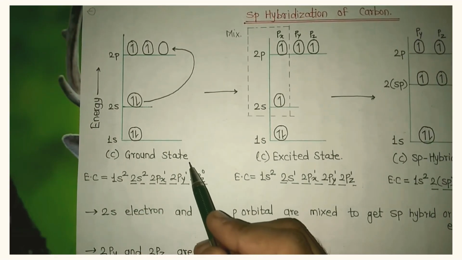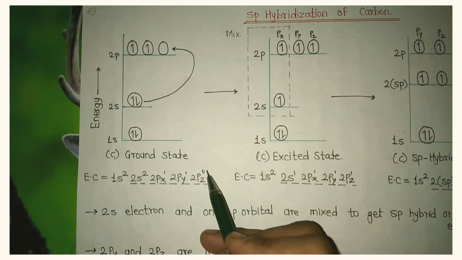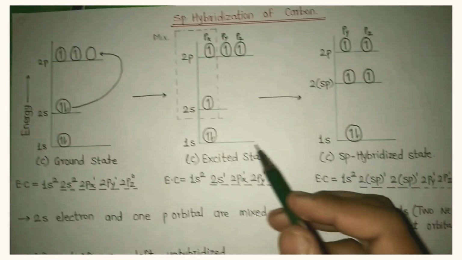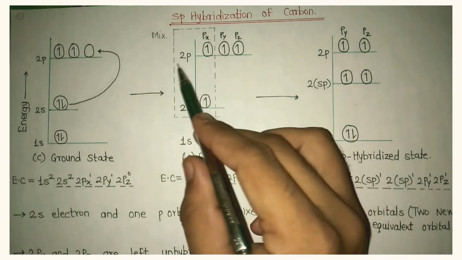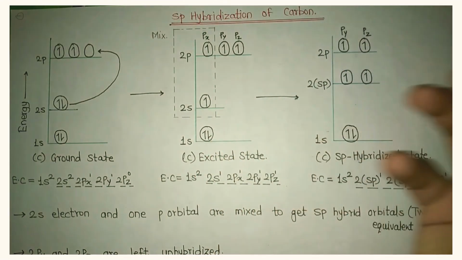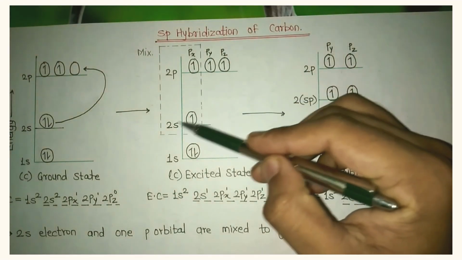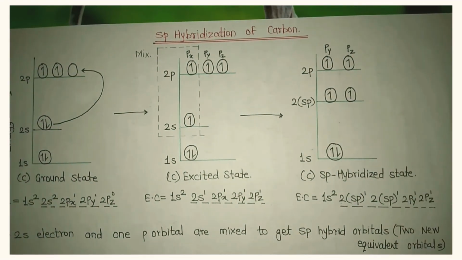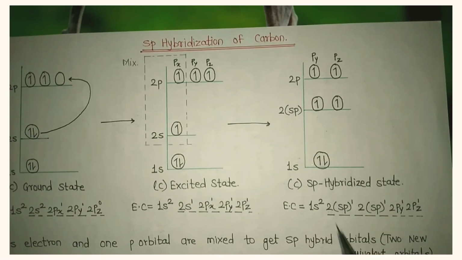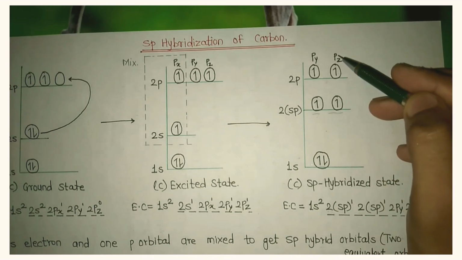The ground state electronic configuration of carbon is 1s2, 2s2, 2px1, 2py1, 2pz0. One electron is promoted to get the excited state electronic configuration 1s2, 2s1, 2px1, 2py1 and 2pz1. But in this, only px and 2s get mixed and form only two new hybridized orbitals. These two new hybridized orbitals are involved in the bond formation and these two are left unhybridized.